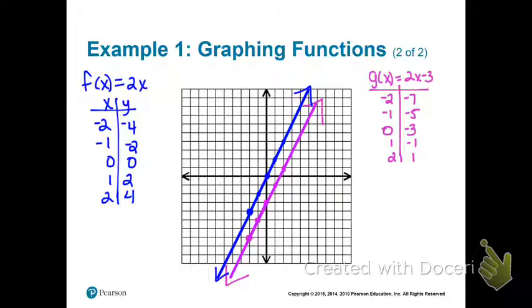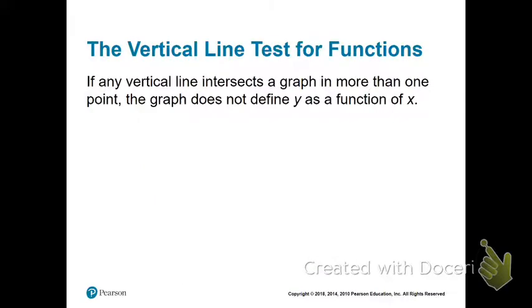And so there are our two graphs. All right, the vertical line test for functions. It says if any vertical line intersects a graph in more than one point, the graph does not define y as a function of x. So remember, we're going to take a vertical line, which is a line that goes straight up and down, and we're going to check our graph. If it crosses more than once on any line, not a function.